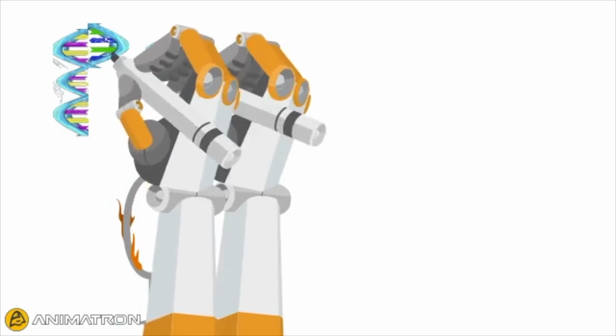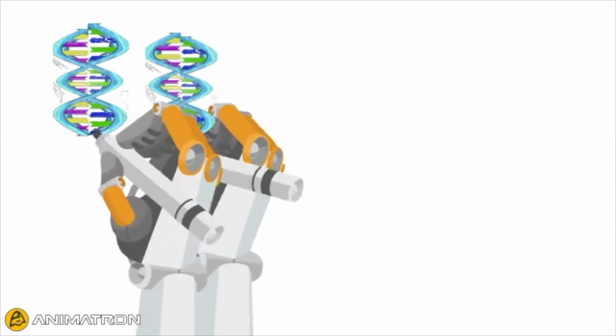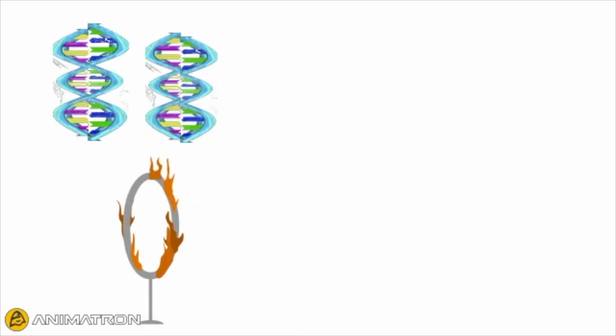The final step is extension, when DNA is heated to 60 to 75 degrees and the Taq polymerase makes a new second strand. The result is two strands of DNA, one new half and one old half.